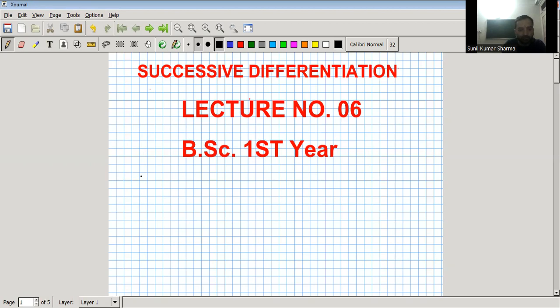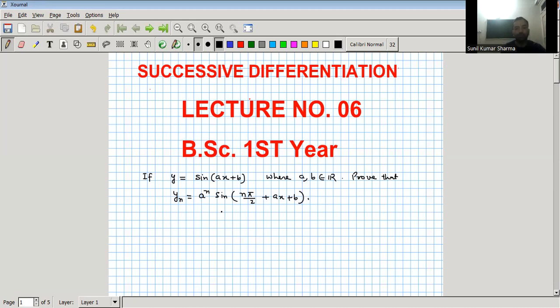So let us start with: if y is equal to sine of ax plus b, where a and b are any real numbers, a comma b belongs to R, then prove that the nth derivative of this function, yn, is equal to a raised to power n sine of n pi by 2 plus ax plus b.